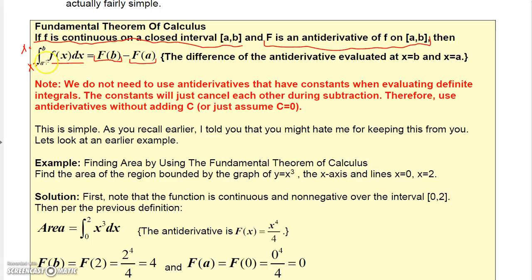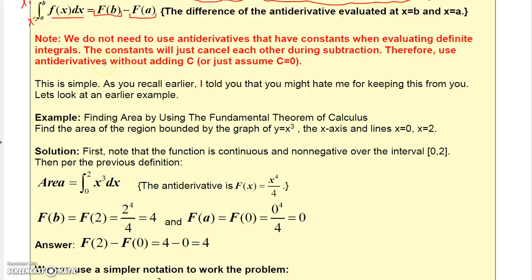Now, a is called the lower limit of the integral and b is called the upper limit of the integral. So basically you take an antiderivative evaluated at the upper limit, minus the antiderivative evaluated at the lower limit. And that's how you evaluate a definite integral using the fundamental theorem of calculus.